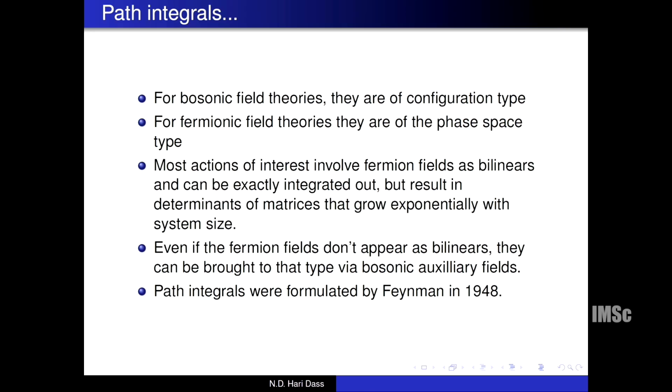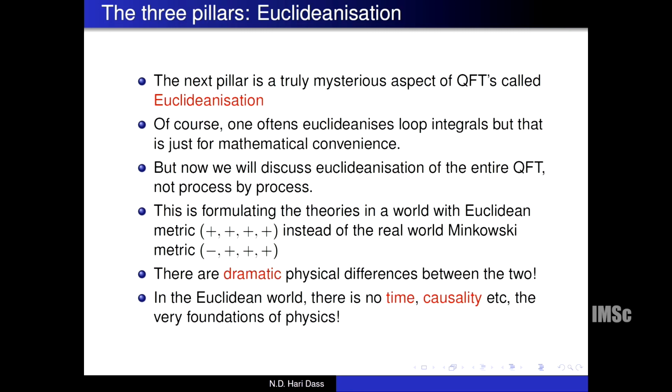Now, as I said, if the fermion fields appear as bilinears, you can integrate them out. But even if they are not bilinears, suppose it is psi bar psi to the fourth power, then you can introduce an auxiliary scalar field and rewrite this quartic interaction as action involving the auxiliary scalar field and only bilinear fermionic fields, and you can again integrate out the fermions. Now, path integrals were formulated by Feynman in 1948. That is the first pillar.